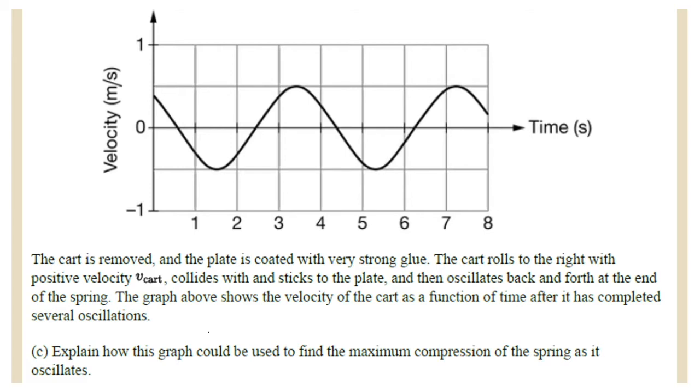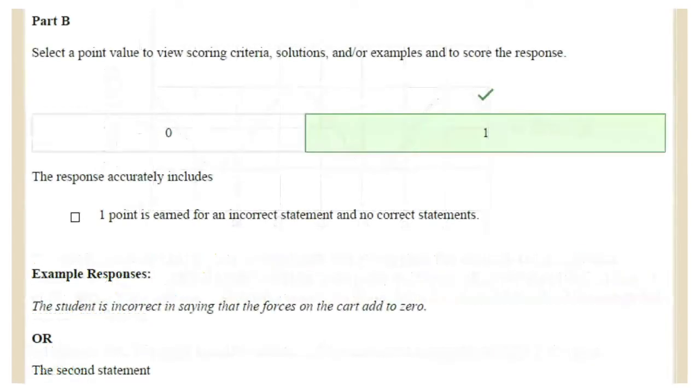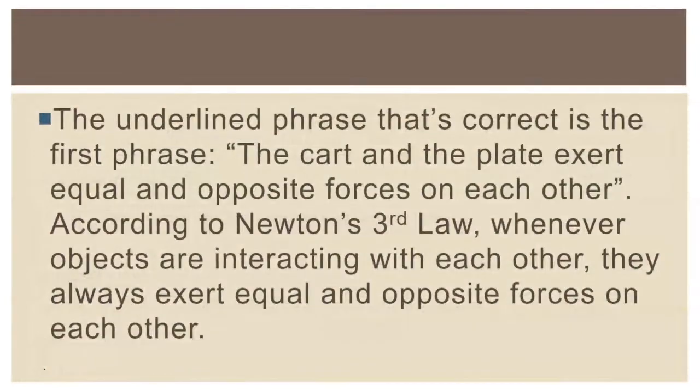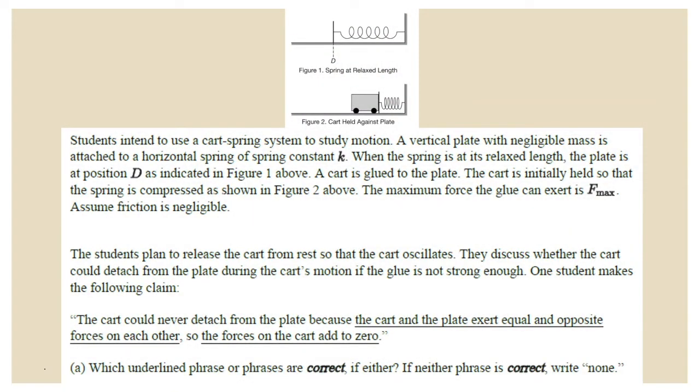The graph above shows the velocity of the cart as a function of time after it has completed several oscillations. Part C of this question here is asking you to explain how this graph could be used to find the maximum compression of the spring as it oscillates. Now, if I'm honest here, I was a little unsure about how to answer this question when I first looked at it, because the first thing that popped into my mind was, well, it kind of depends on what we know, right? Because if you look at the initial description of the problem here, they say the vertical plate with the negligible mass is attached to the horizontal spring of spring constant k.